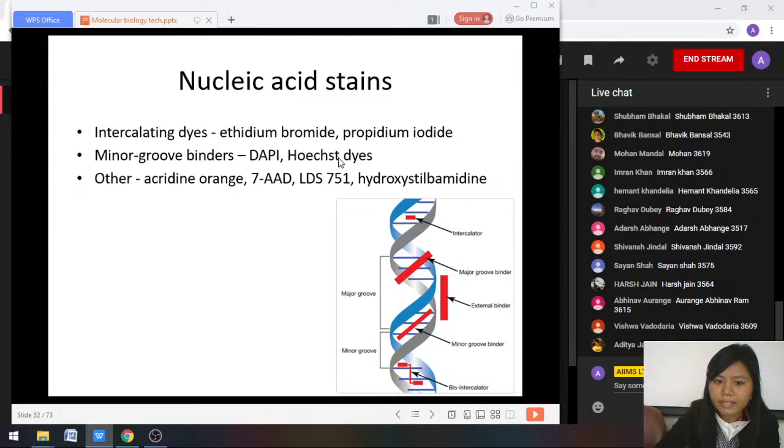The problem with ethidium bromide is actually that it is carcinogenic. So theoretically, all DNA binding dyes have some potential, but actually most of the labs now try to discourage the use of ethidium bromide, and we have now moved on to alternatives like SYBR Green and PicoGreen, which are actually much safer.